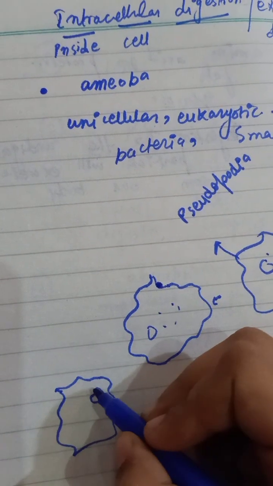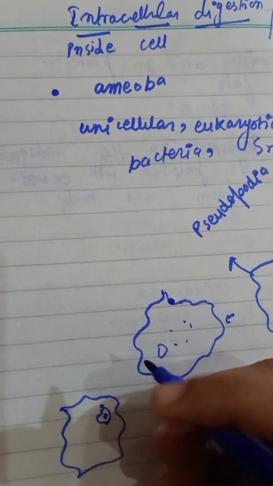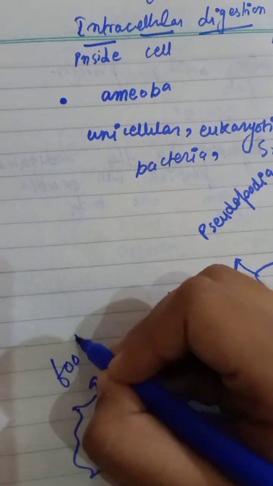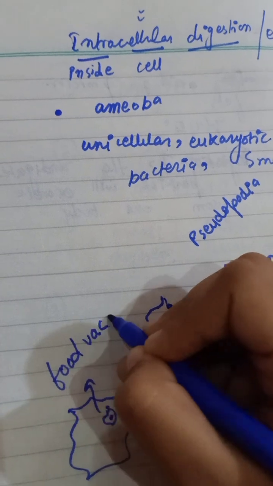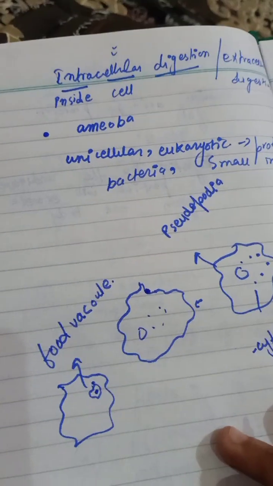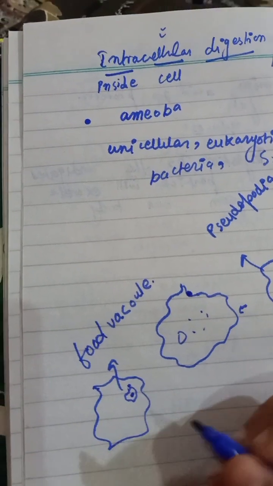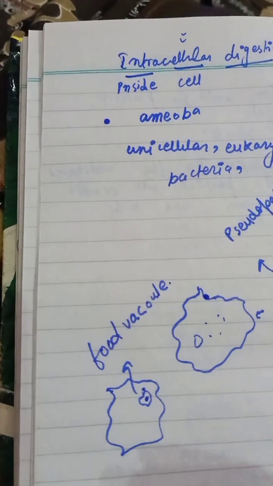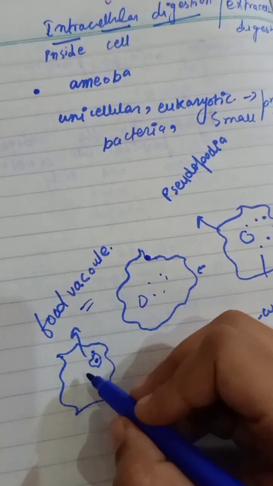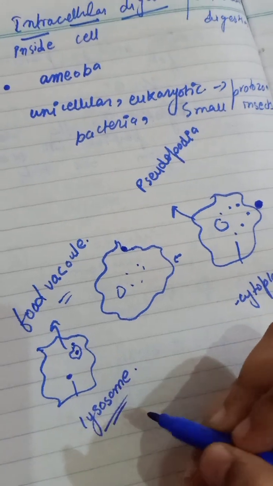So a structure is formed, a sphere-like tiny structure containing the food particles. They are termed a food vacuole. So they are having the food vacuoles. Food vacuole is half part liquid and half part solid particles. There is an enzyme in the food vacuole, which is lysosome. Lysosome is basically the enzyme.